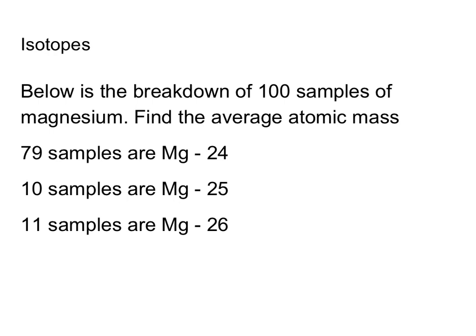Now, here's what we do. Basically, we take the number of each sample, so 79, and we multiply it by the mass of that sample, 24. So let's do that. We're going to take 79 multiplied by 24, and that gives me 1,896. I'm going to do the same process for the other two isotopes.